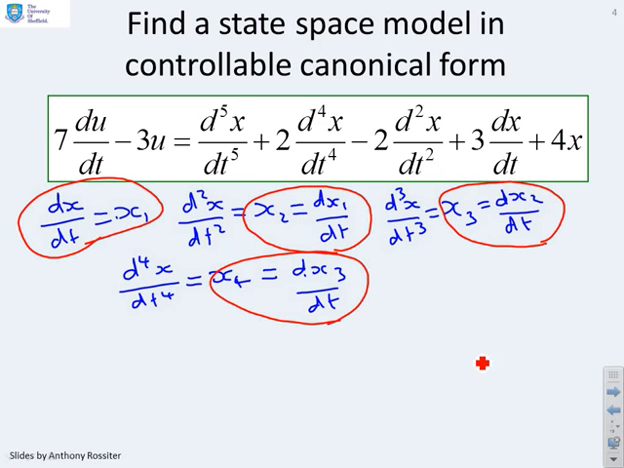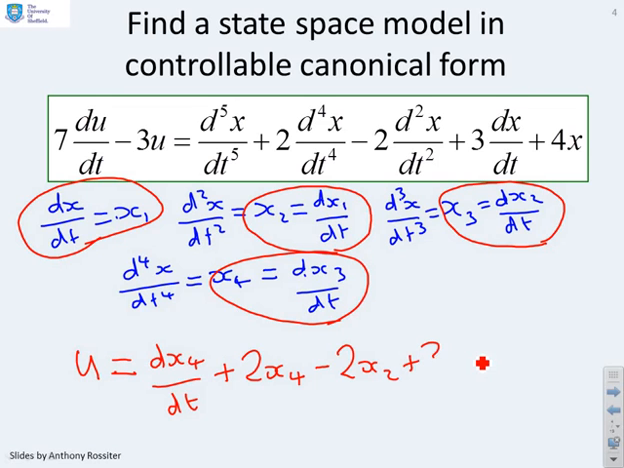Now I can also substitute these new variables into my original ODE, but I'm going to do something slightly different. First of all, I'm going to solve this ODE just for u. So I'm going to write u equals, now if I put d5x/dt to the 5, you'll find that this is the same as dx4/dt because of the definition of x4. And then I'm going to get plus 2x4 minus 2x2 plus 3x1 plus 4x.